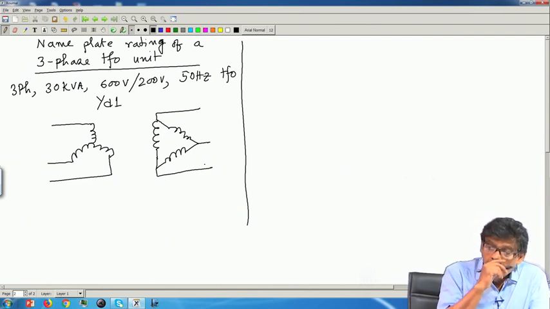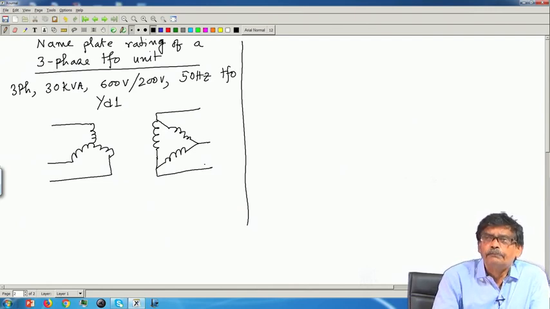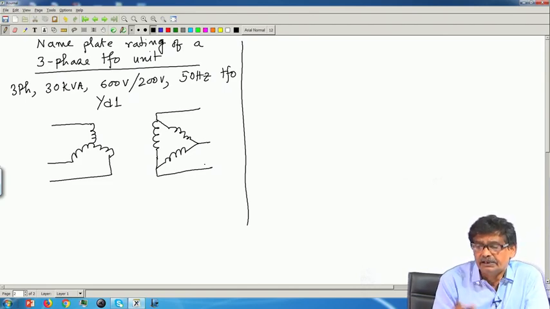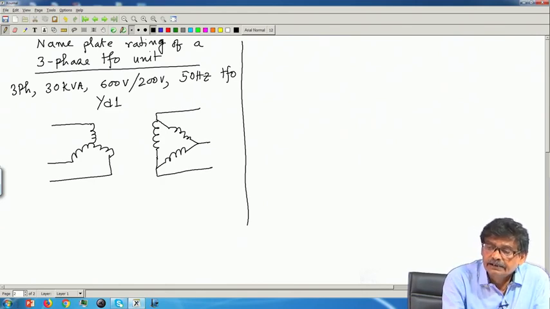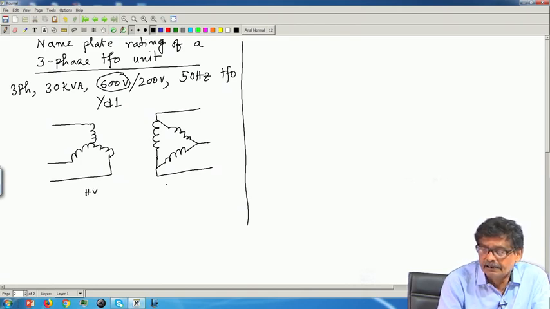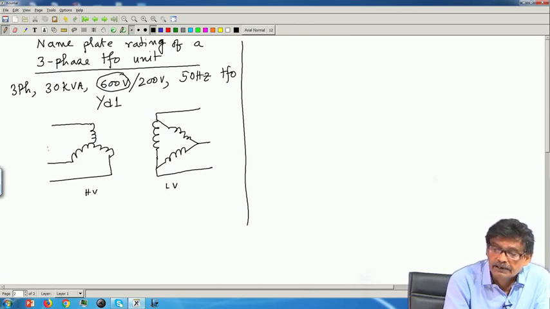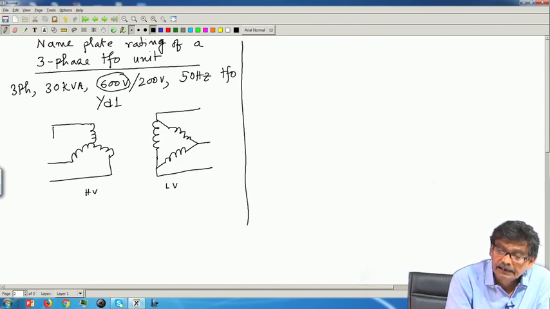Okay. Now, for solving problems like this, it is better you draw this, so that you can easily interpret the data. Now, what does this 600 volt mean? This 600 volt means that this is the HV side, this is the LV side, you listen carefully. This means line to line voltage, mind you.